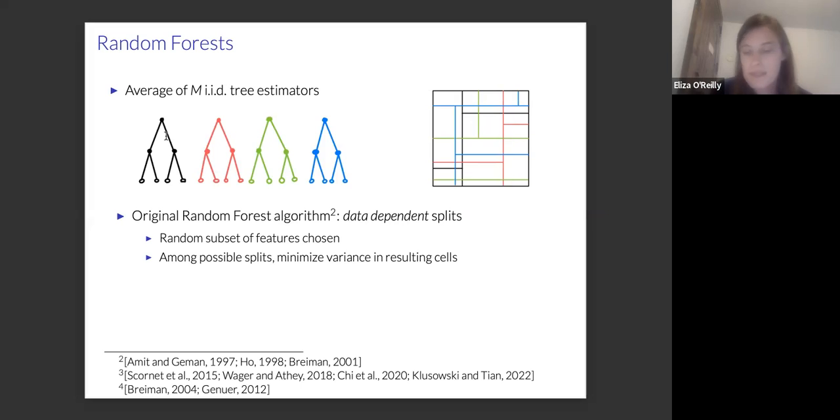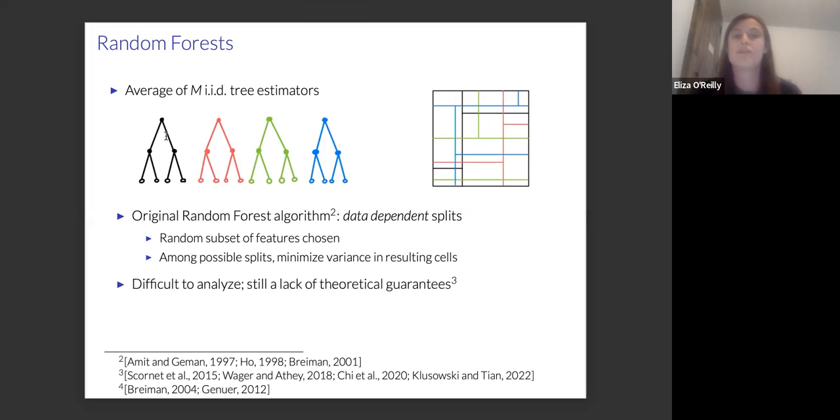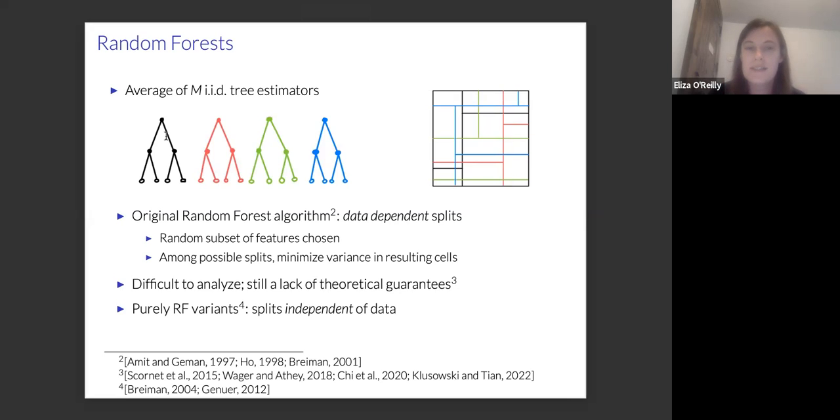And this data adaptivity is what leads to such great performance in practice, but also makes the algorithm very difficult to analyze. And there's still a lack of theoretical guarantees and complete theoretical understanding for the performance of this algorithm. Historically, many authors tried to study simplified versions of this algorithm to better understand it. And this led to a class of random forest algorithms called purely random forest variants, where the splits and the partition are generated independently of the data, which makes them much more amenable to analysis.